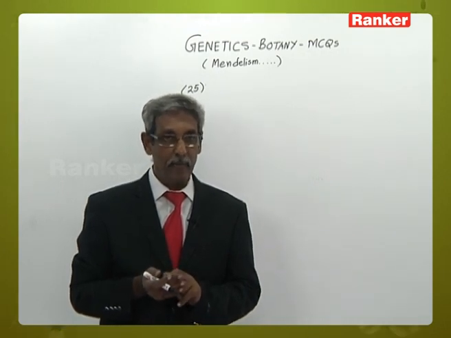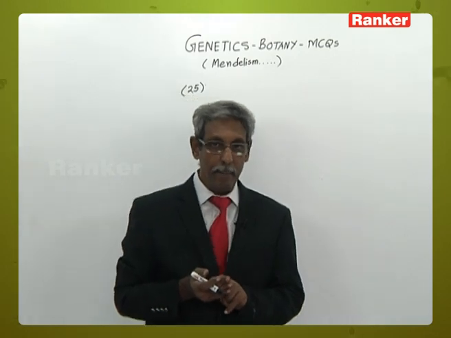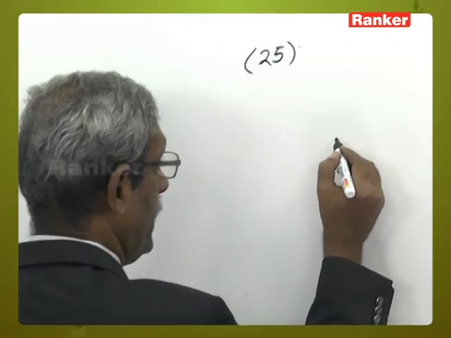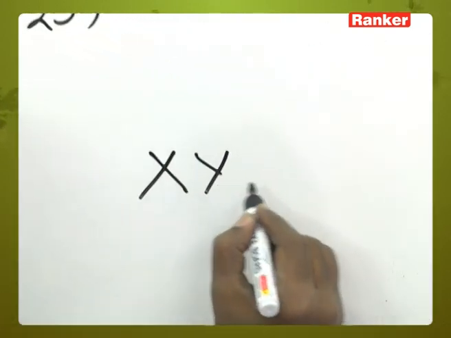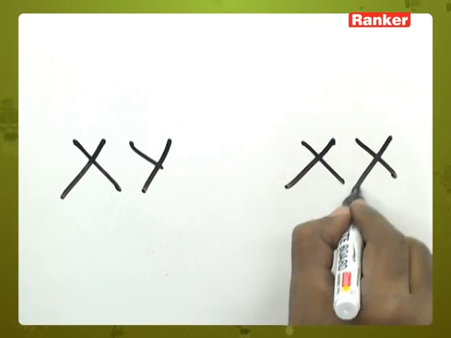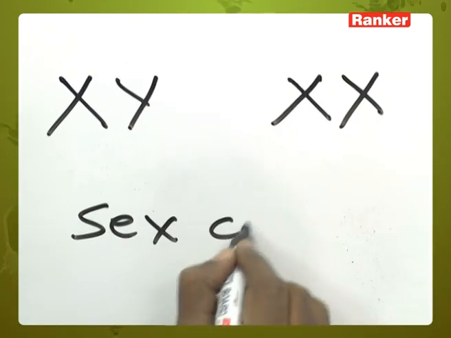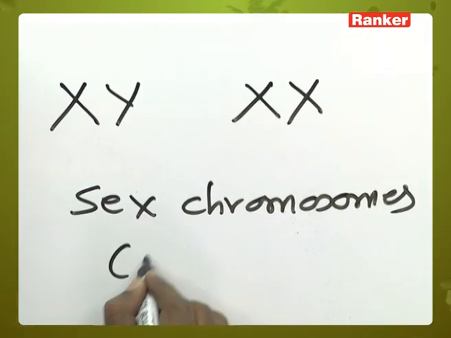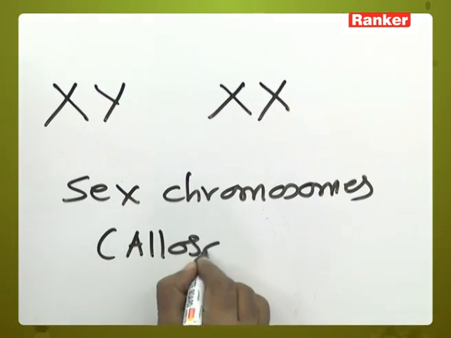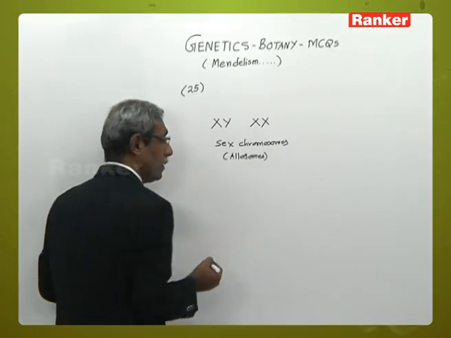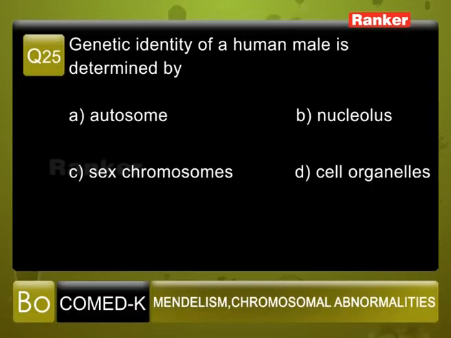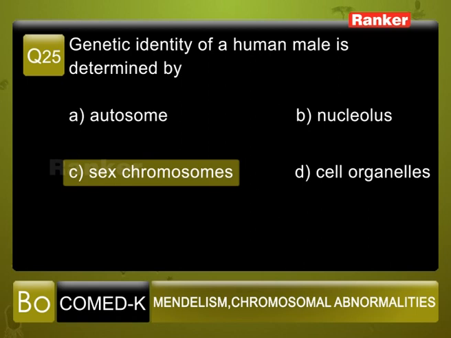The genetic identity of human male is predominantly determined by the allosomes or the sex chromosomes, and the sex chromosomes could either be XY or XX, which are predominantly termed as the sex chromosomes, or the allosomes, and the last choice is cell organelles. So the correct answer is C.